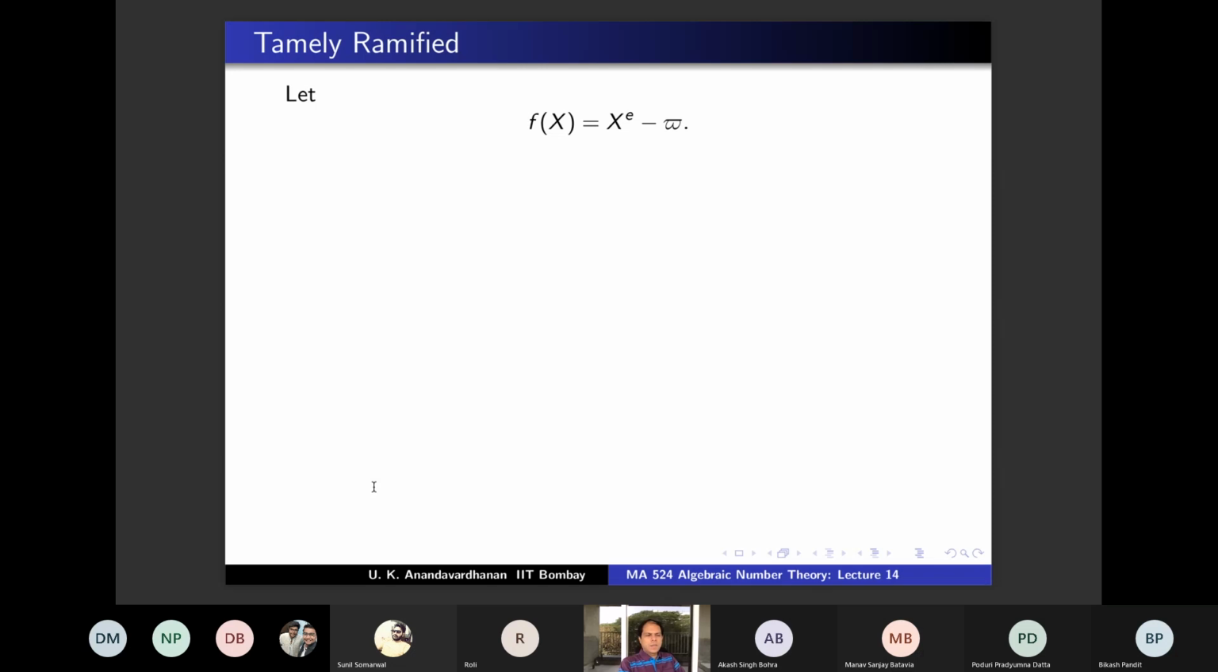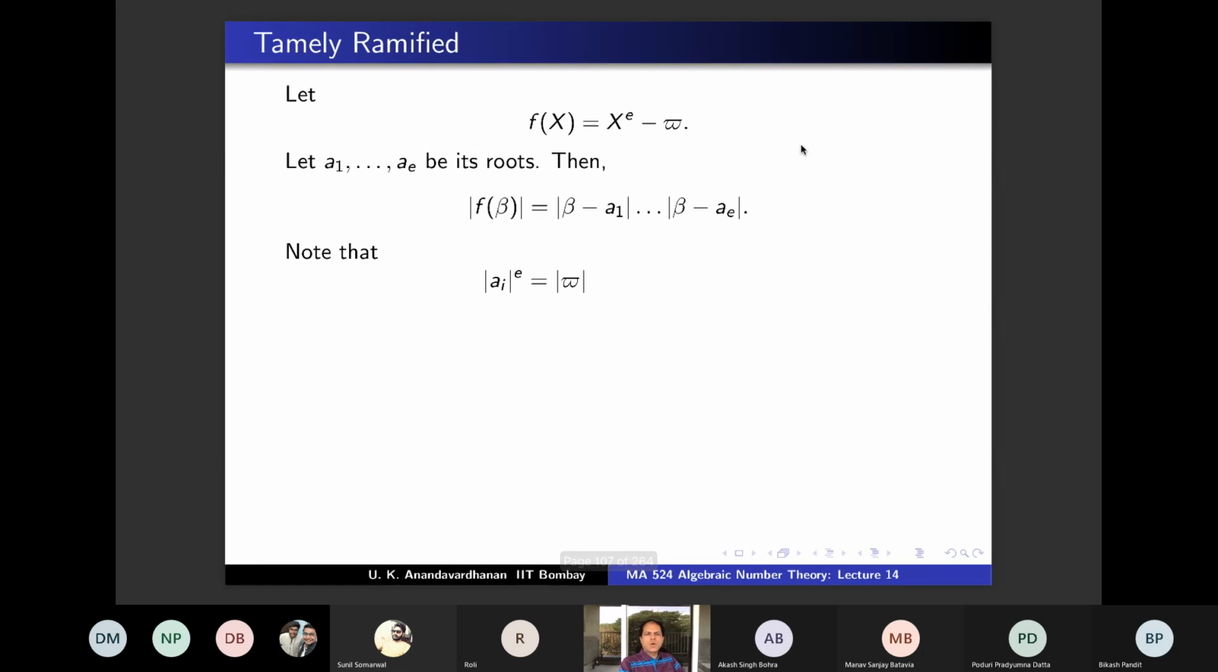What is our aim? Our aim is to show that one of the roots of this is contained in k beta. At least one root of this polynomial is contained in k beta. That's what we want to show. So let's call this polynomial f of x. Let us name its roots a1 through ae, roots in some algebraic closure. And we want to say that one of the roots is contained in k beta. So what is f of beta? F of beta is beta power e minus pi, and since these are the roots, it is beta minus a1 times beta minus ae, and take absolute value everywhere. Okay.